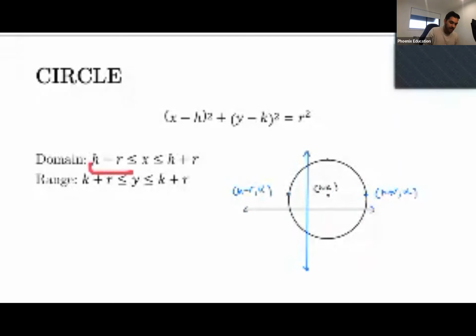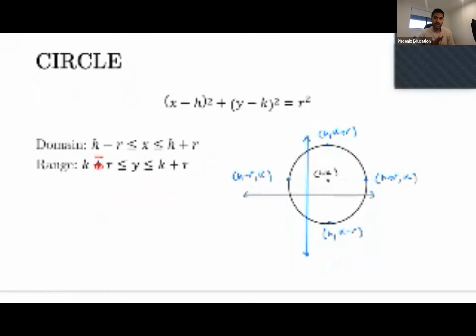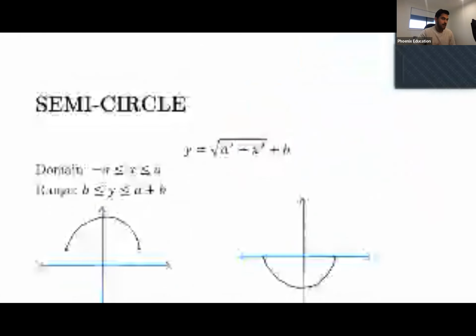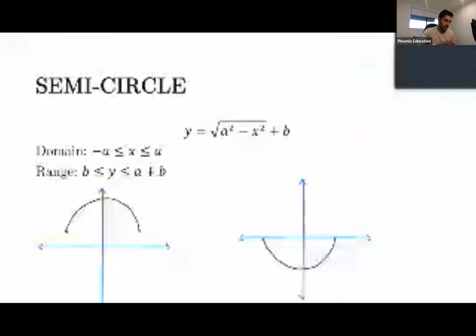That's why the domain is given by this. And this looks very complicated, but if you had actual numbers, it would make a lot more sense. We're just going to the right by how many units of radius, and to the left by how many units of radius. For the range, it's a very similar idea. We can go up by r units, and we can go down by r units as well. So that's why the range looks like this, and there's a slight typo here. This is supposed to be minus r. So hopefully that makes sense, but this one's fairly intuitive. Okay, next up, we've got semicircles.